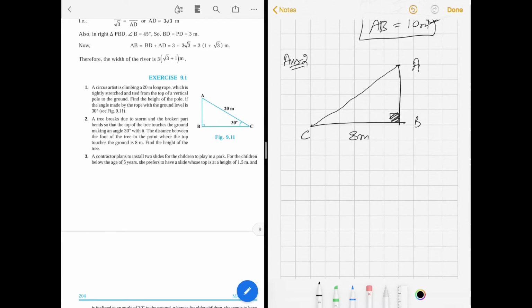So not AC, it's BC that is 8 meter. AC is the remaining part of the tree that just broke down. The angle made by AC is 30 degrees with the ground. What do we have to find out? Find the height of the tree.